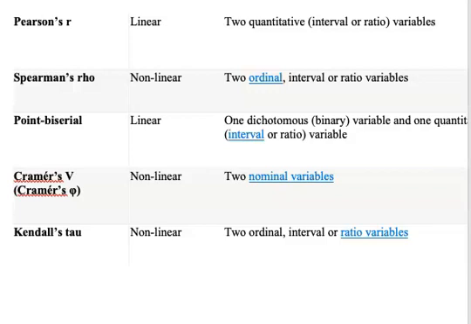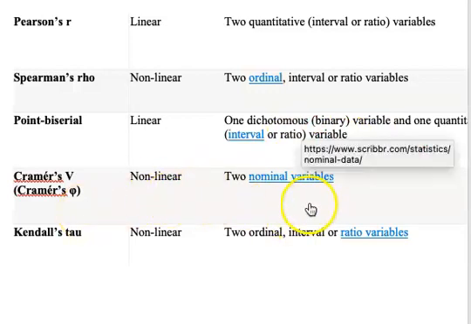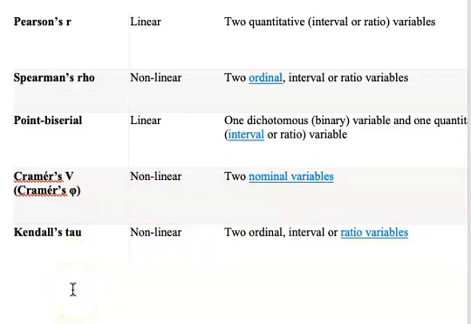The table here shows that Pearson's r has a linear relationship with two quantitative interval or ratio variables. Spearman's rho is nonlinear, with two ordinal, interval or ratio variables. Point-biserial is linear, with one dichotomous binary variable and one quantitative interval or ratio variable. Cramér's V is nonlinear for nominal variables, and Kendall's tau is nonlinear for ordinal or interval variables.